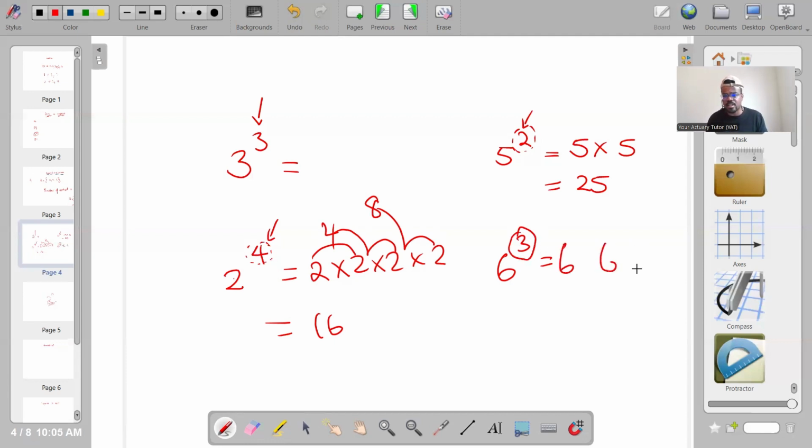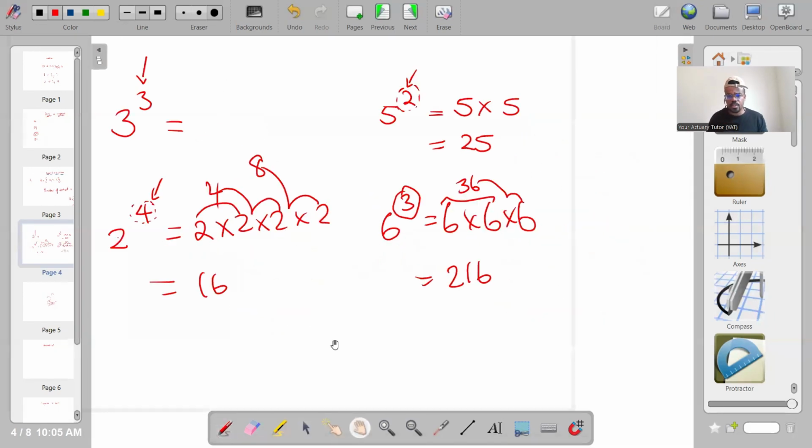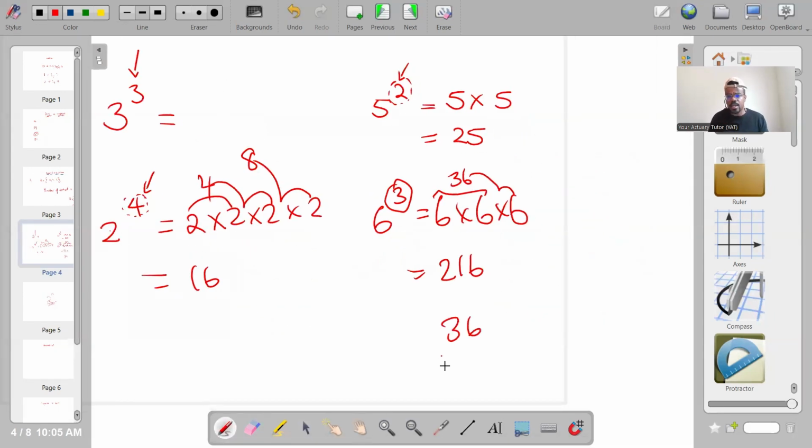This one is now 3 times the base. So I'm going to say 6, 6, and 6. Right? 6 times 6 is 36. This times this is 36. 36 times 6, what's that? Don't push your calculator, please. Go work it out. All right? 216.